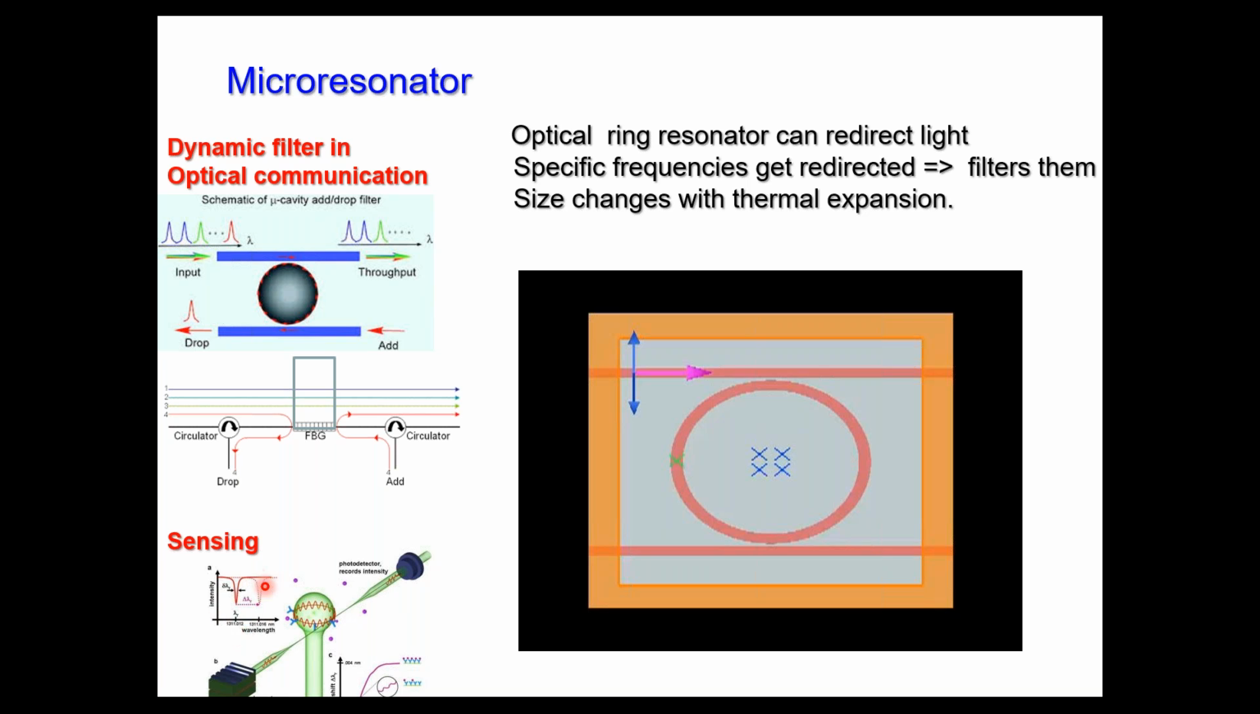So this is a transmission spectrum. One specific wavelength will be dropped from here, and that wavelength will be shifted to some other wavelength once you have a change in this environment. So this is a very good sensing application, especially in the case of biological samples.